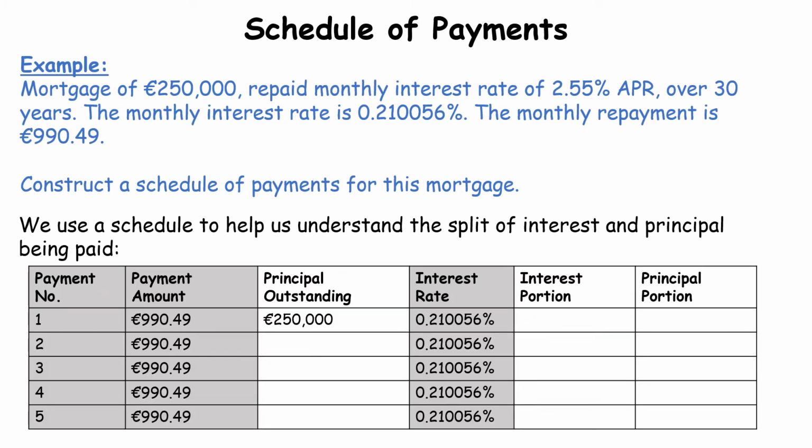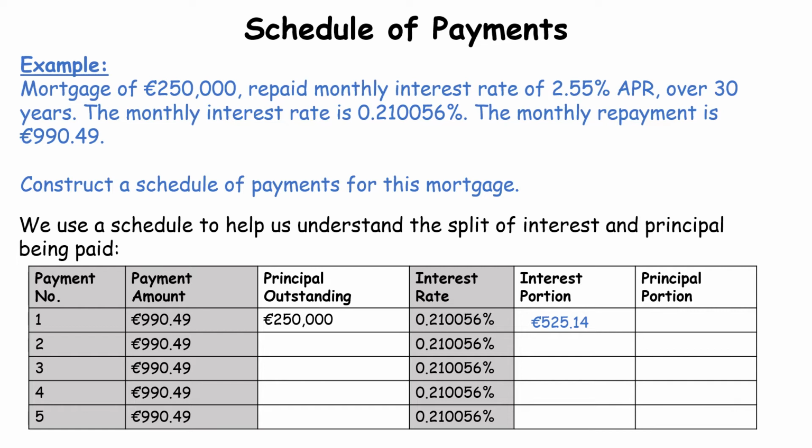So here's a table. I'm going to do 5 payments. This is our same example. And if you take a look, we have the first payment and all the payments are set, that doesn't change. The interest rate is set. So the outstanding principal at the start, you owe the whole 250,000. The first thing we're going to see is, well, how much interest do we actually owe in a month? So we calculate 0.210056% of 250,000. And we end up with €525.14. So that's the interest portion that has to be paid.